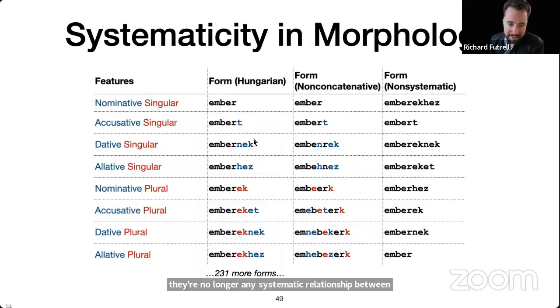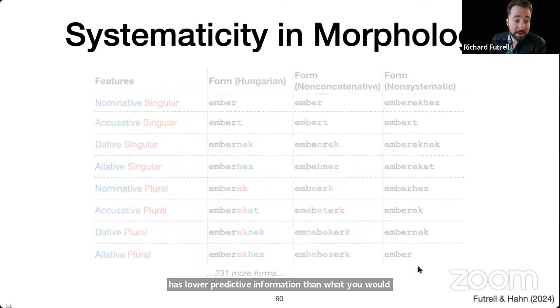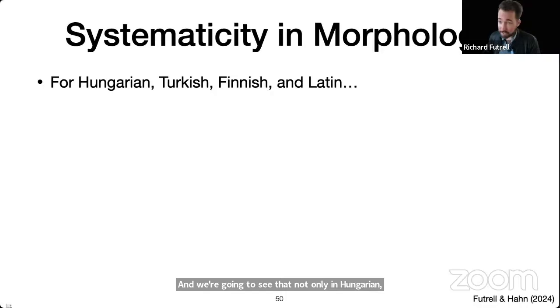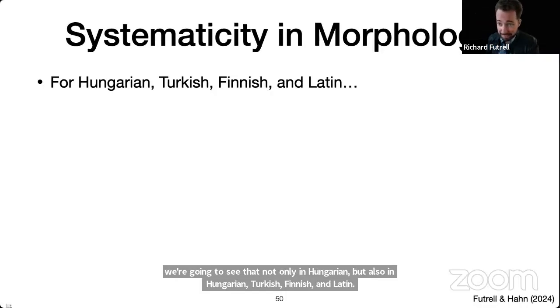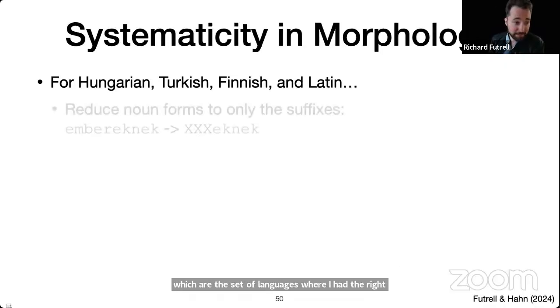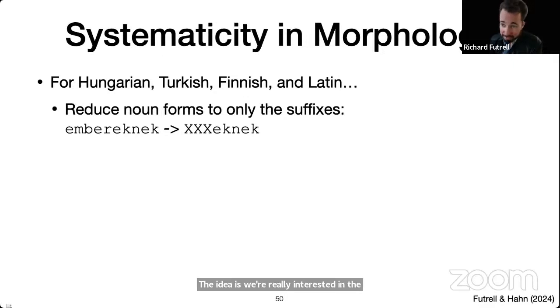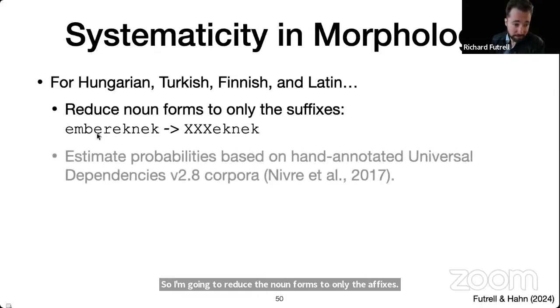And what we're going to see is that the actual Hungarian language here has lower predictive information than what you would get under these kinds of configurations. And we're going to see that not only in Hungarian, but also in Turkish, Finnish, and Latin, which are the set of languages where I had the right data that I needed to do this kind of study. The idea is we're really interested in the morphology. So I'm going to reduce the noun forms to only the affixes, so not considering the stem, at least for now.